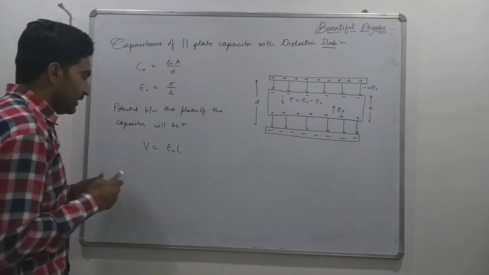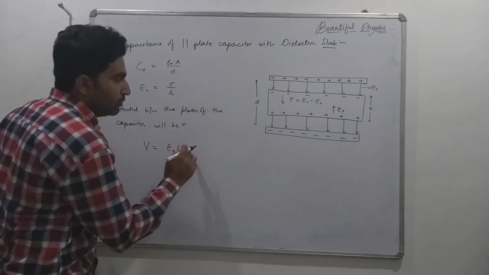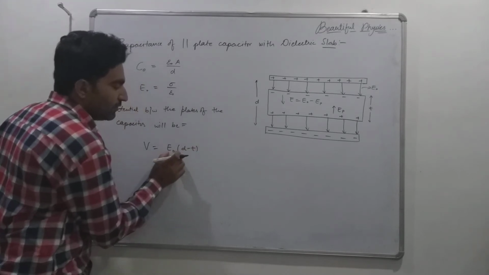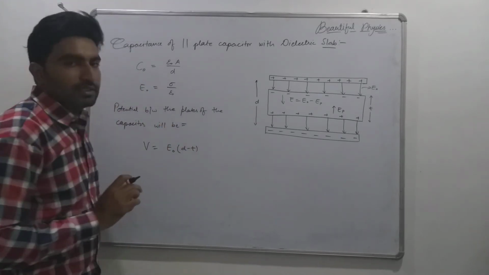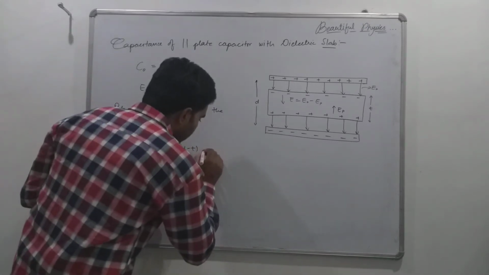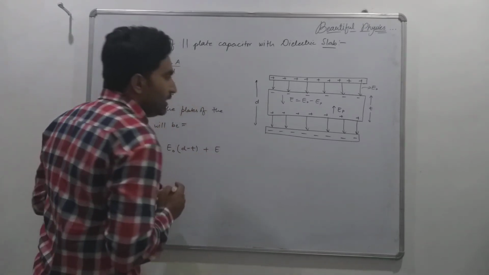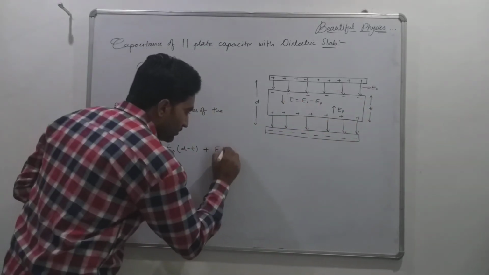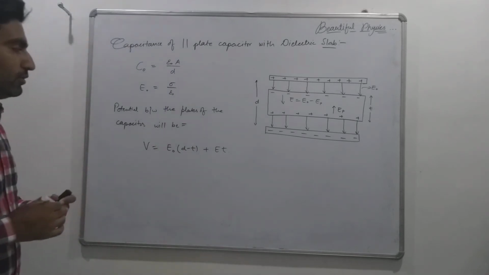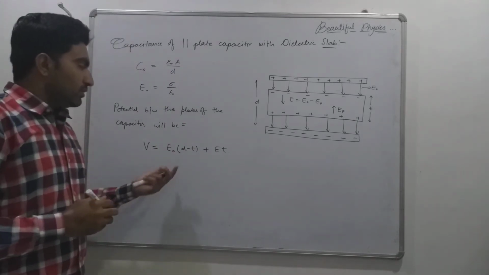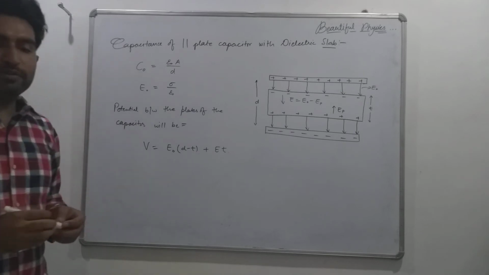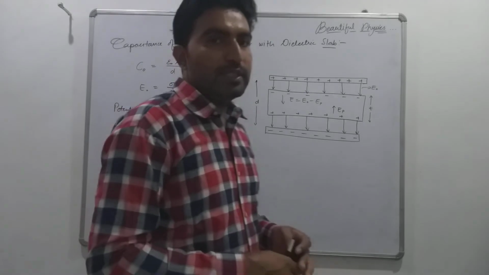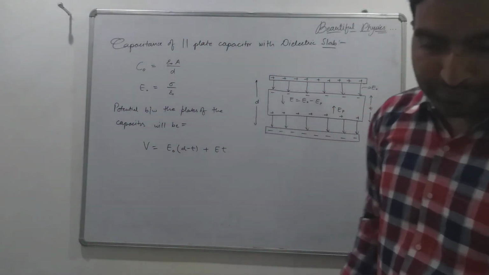Okay, so we can write E naught into (d minus t), because the electric field E naught is only in the (d minus t) thickness. Now plus E, the electric field present in thickness t, E into t. So this is the potential between the plates of the capacitor when a dielectric slab is inserted between them.